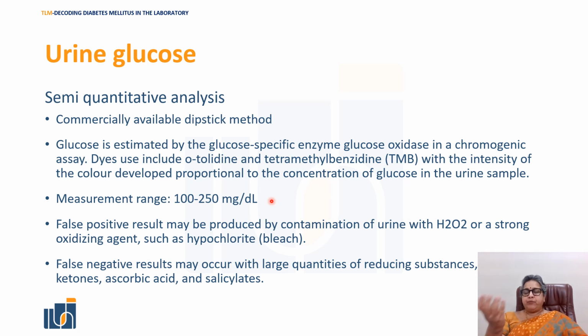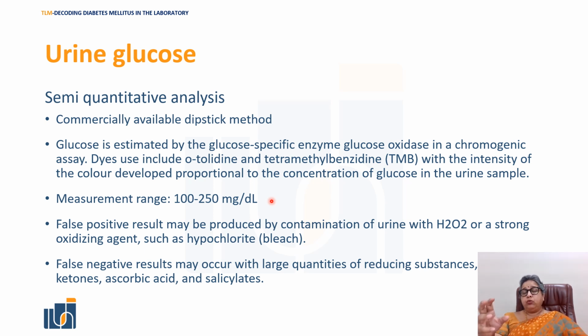So, if your containers in which you ask the patient to collect urine has some bleach or some oxidizing agent, you can get a false positive report. A false negative result can occur with large quantities of reducing substances, ketones, ascorbic acid, and salicylates. So these are agents which can give you a false negative report.